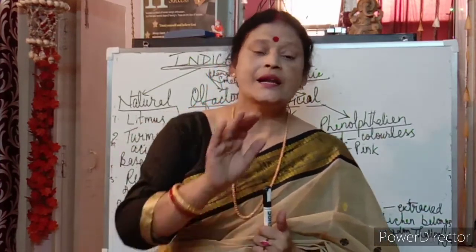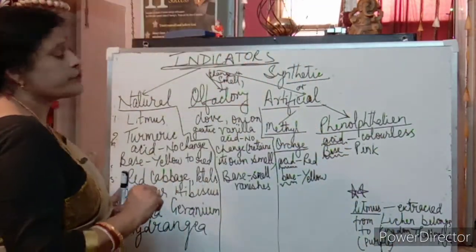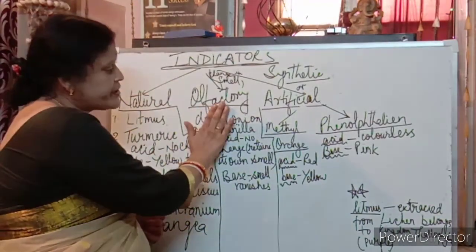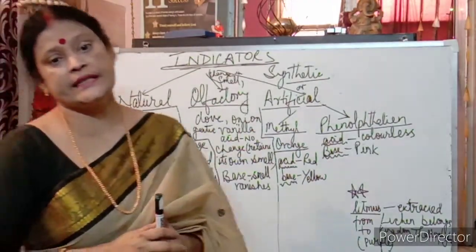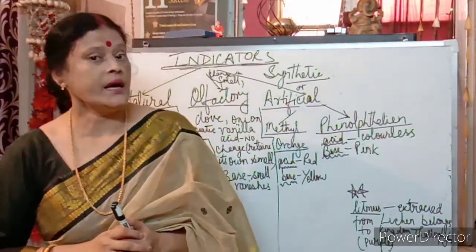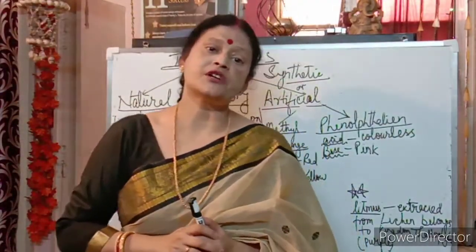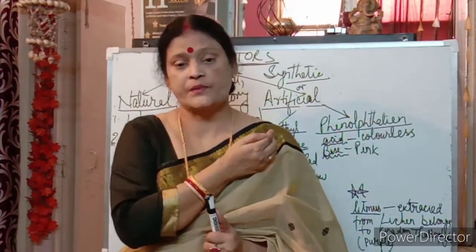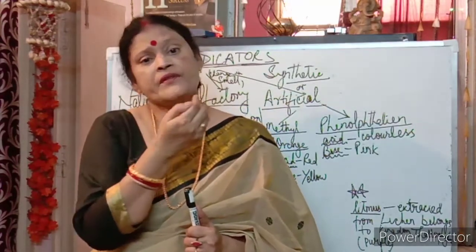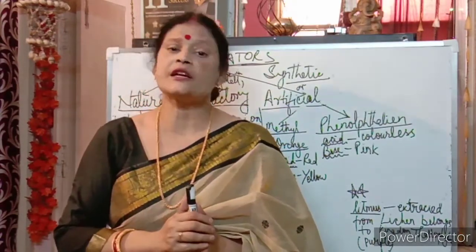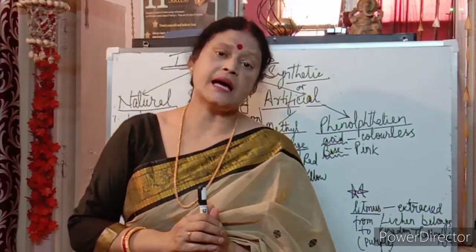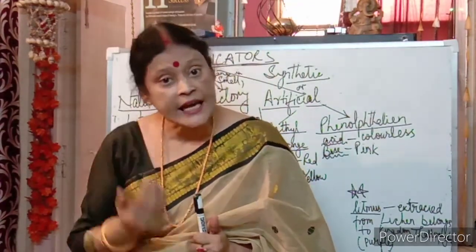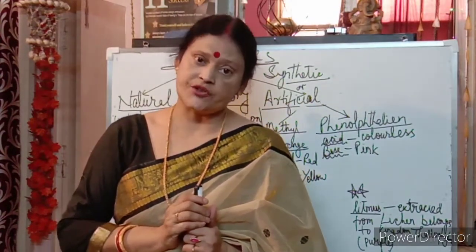Yes, students? Now come. Indicators are of three types: natural indicator, olfactory indicator, artificial indicator. Now one by one I'll go through them. Natural indicator, first we are going to start with litmus. What actually does litmus mean? From previous classes you know about litmus, but litmus is not the only one to test acid and base. So many indicators are there. It is a type of natural indicator.